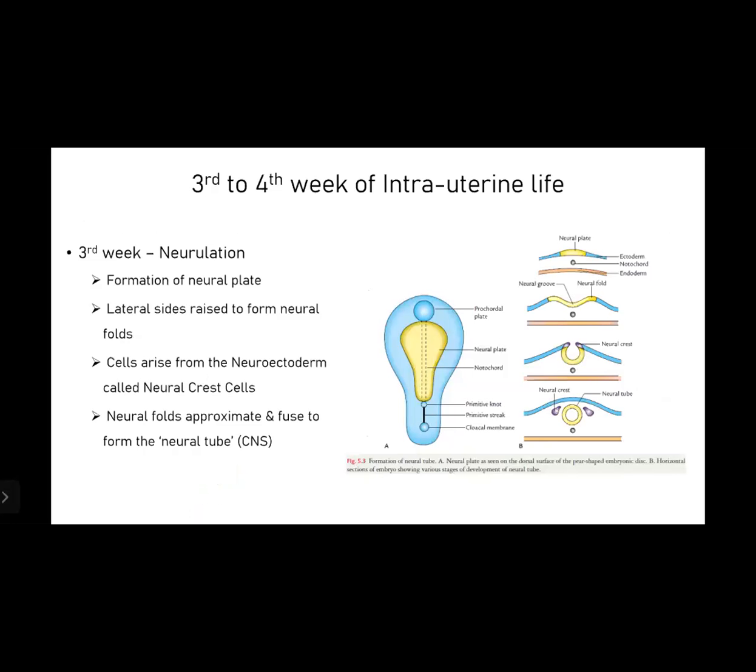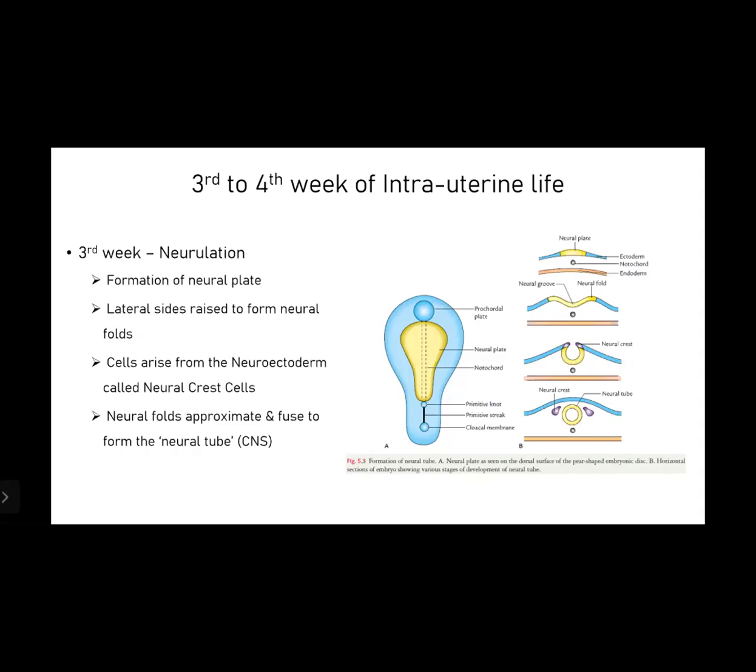So in the third to fourth week of intrauterine life, in the third week you have a process called neurulation. The gastrula basically moves on to become a neurula, so the process is called neurulation. Why? Because there is a formation of a neural plate. And how is this neural plate formed?